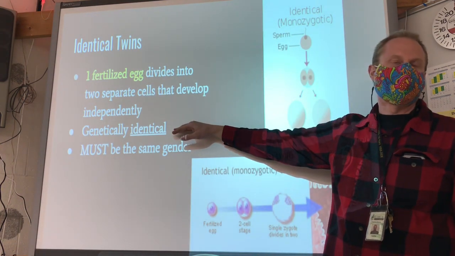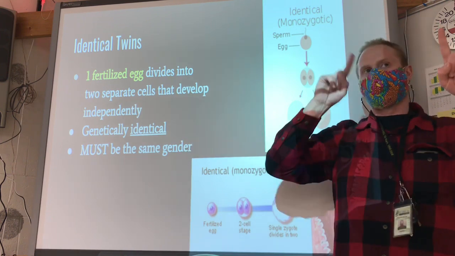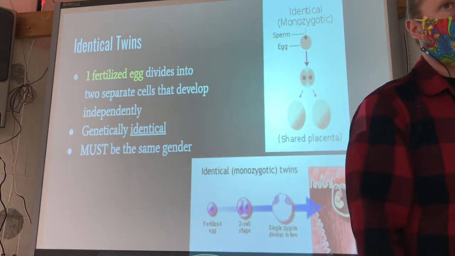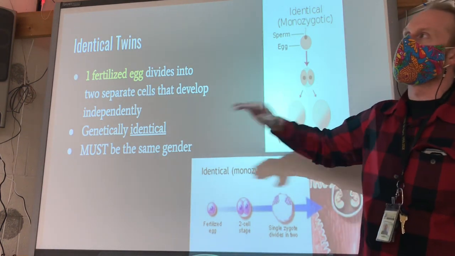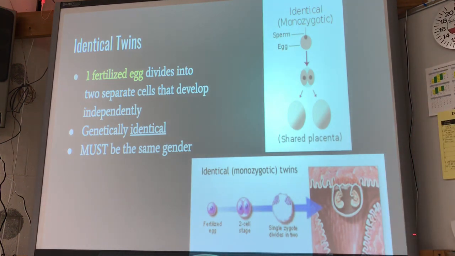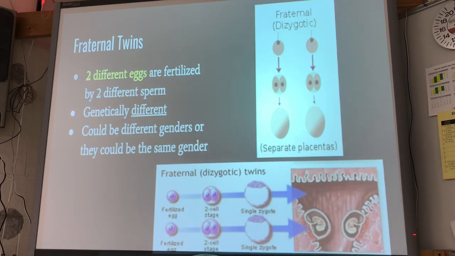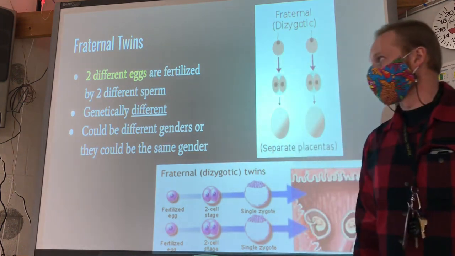Their DNA is exactly the same because it was one sperm and one egg that was fertilized to make one individual. Because they are genetically identical, they must be the same gender. They must be the same gender because gender, based upon chromosomes, is determined by differences in the X and Y chromosomes. So if they're genetically identical, they have to be the same, because DNA is influenced by the X and Y chromosomes.